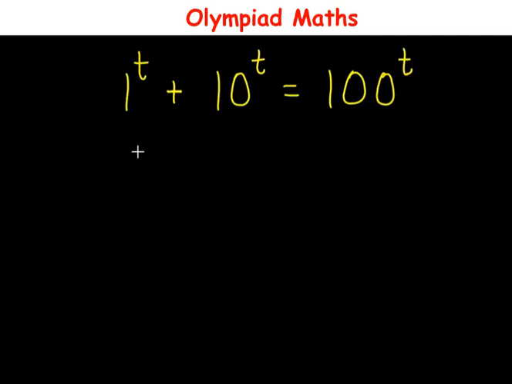Hello everyone, in this video let us solve this question. So we have 1^t + 10^t = 100^t, and here we have to solve for the value of t. t is the unknown we have to solve for. To solve this, solution.